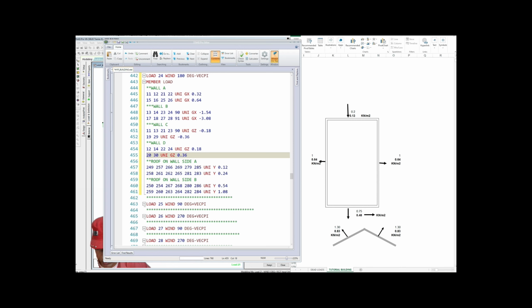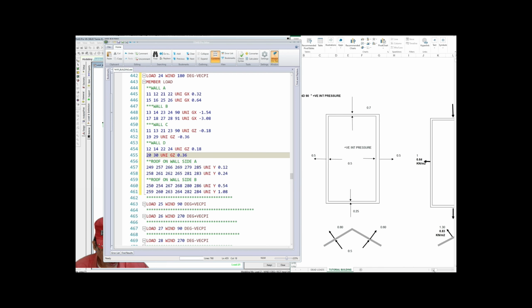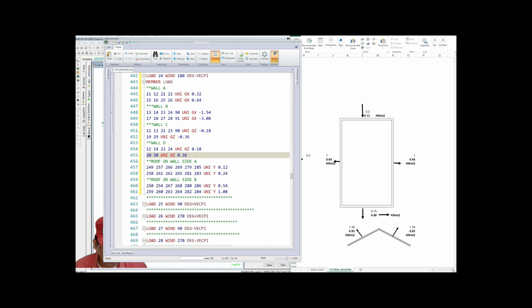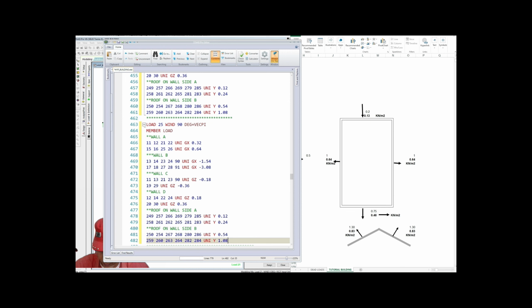Our next load is load 25, wind 90 degree, positive CPI. This is our case: wind 90 degree with positive CPI. So values are here. We'll just take this load case 24, copy it, and paste it below load case 25.